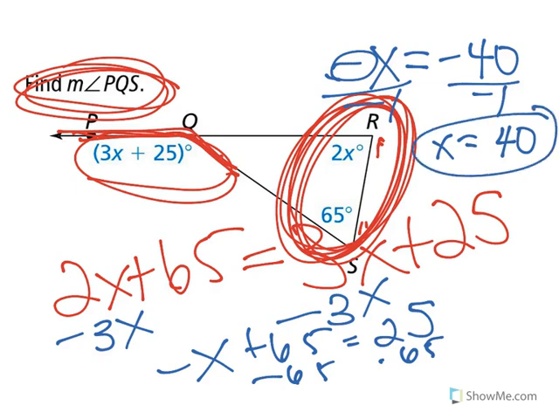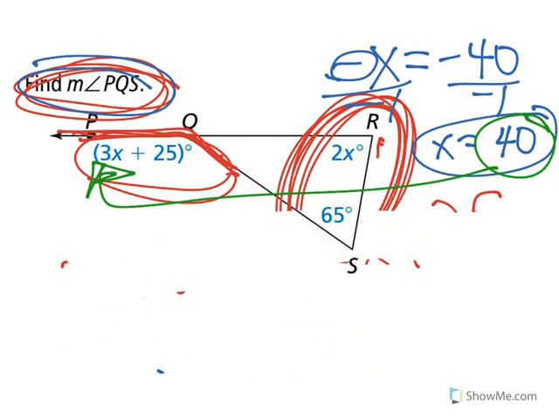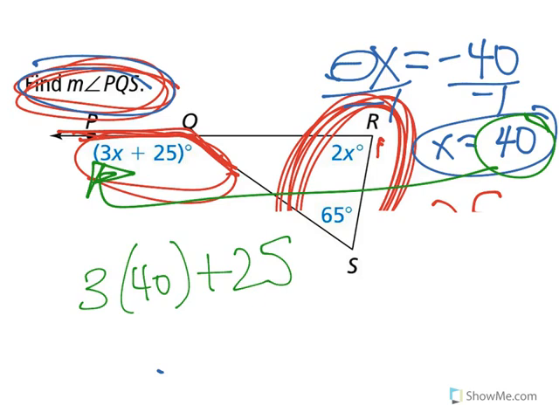But again, that's not what it asked for. So we got to take that 40 and put it in for our x here. I'm going to actually erase some stuff here. You can always back up if you need to. And so we've got 3 times 40 plus 25. 3 times 40 is 120 plus 25, so 145 degrees. Isn't that what this last one was? How funny. Oh well. So there you go.